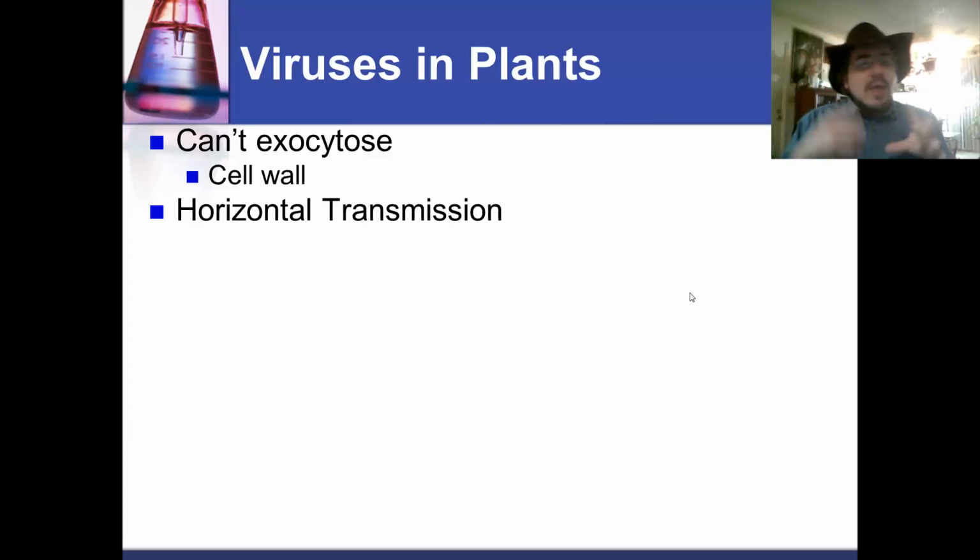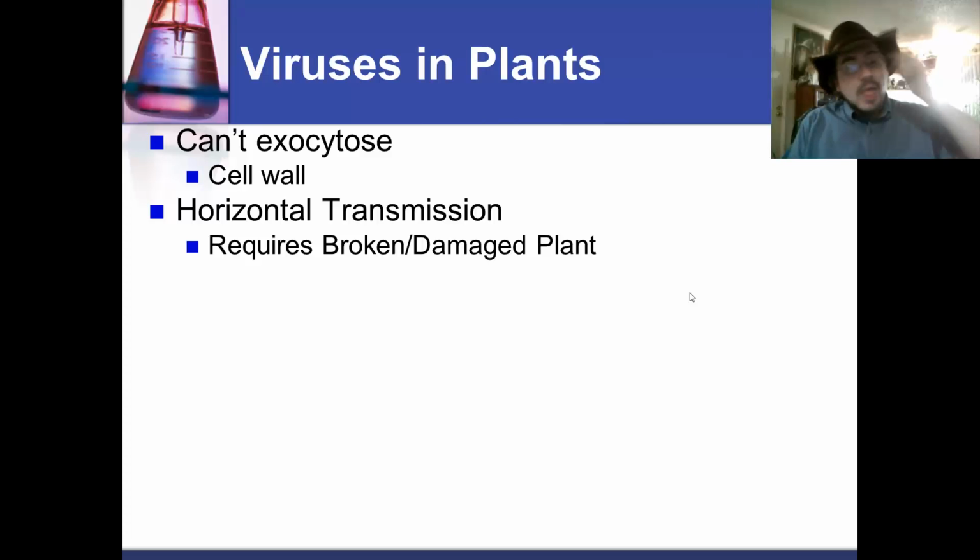However, plant cells happen to have little canals between all of them so that they can share nutrients that come up from the roots. And viruses will exploit these canals. And so they get to other healthy cells by traveling through the canals. And we call that horizontal transmission. And often the virus will get into the plant in the first place by exploiting a broken or damaged plant. It will get into cells that have been damaged.